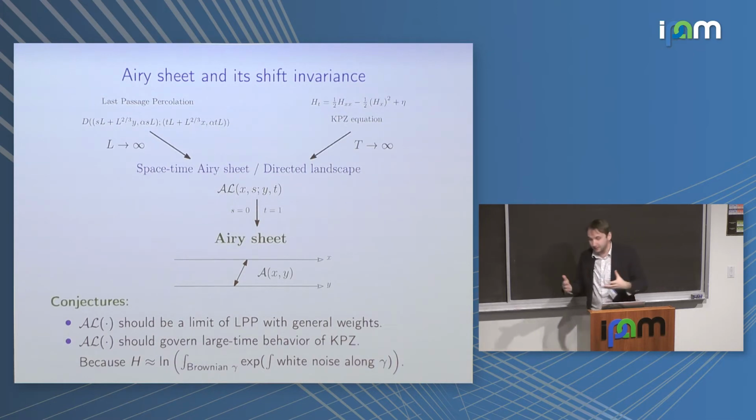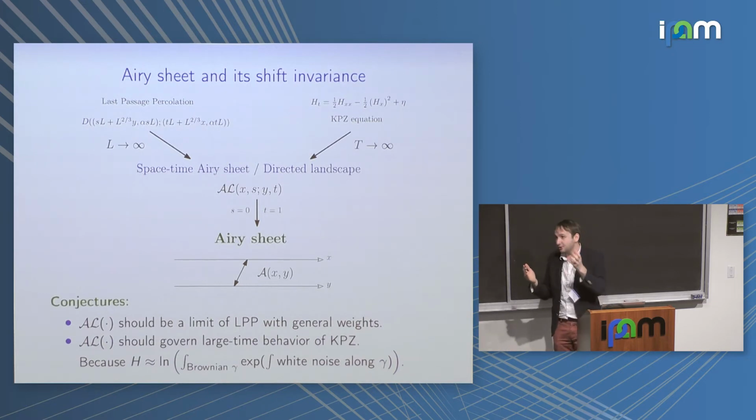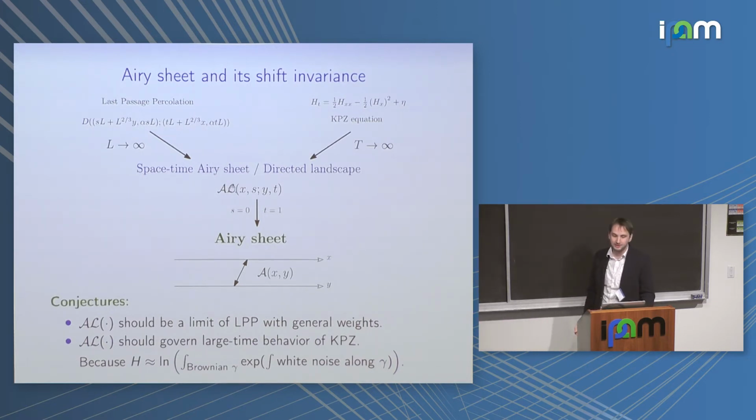And then there are general conjectures which say that the large time limit of KPZ and the limit of directed percolation for arbitrary weights should be given by the same object, which is some function of 4 variables called the space-time Airy sheet, or directed landscape. We don't need all these 4 variables. We'll just take only 2.